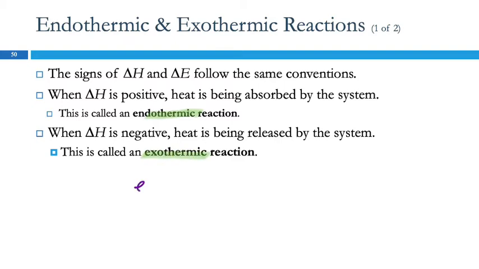Okay, so exo is kind of like exit. And what do you do at the exit? You go out, right? Exothermic means heat is leaving the system. Endo is a little bit like the word into.